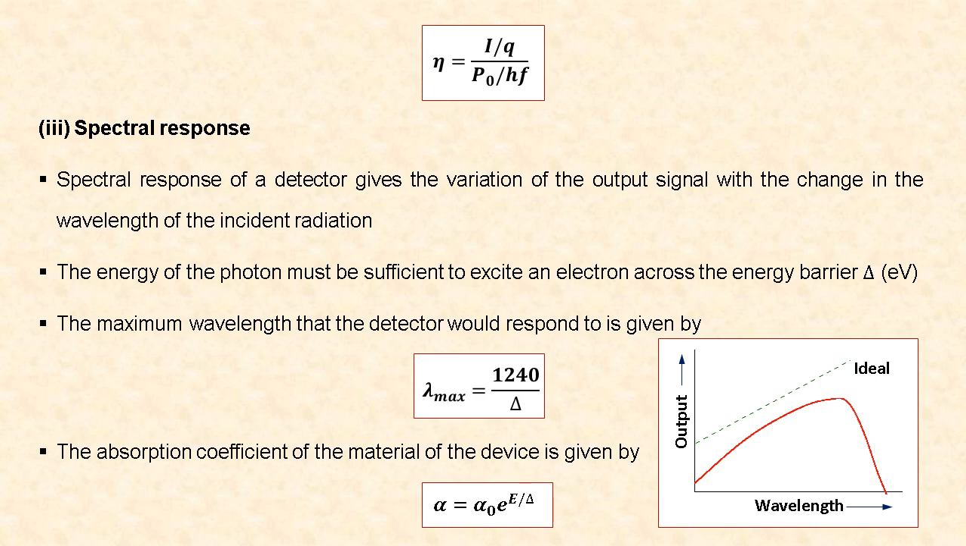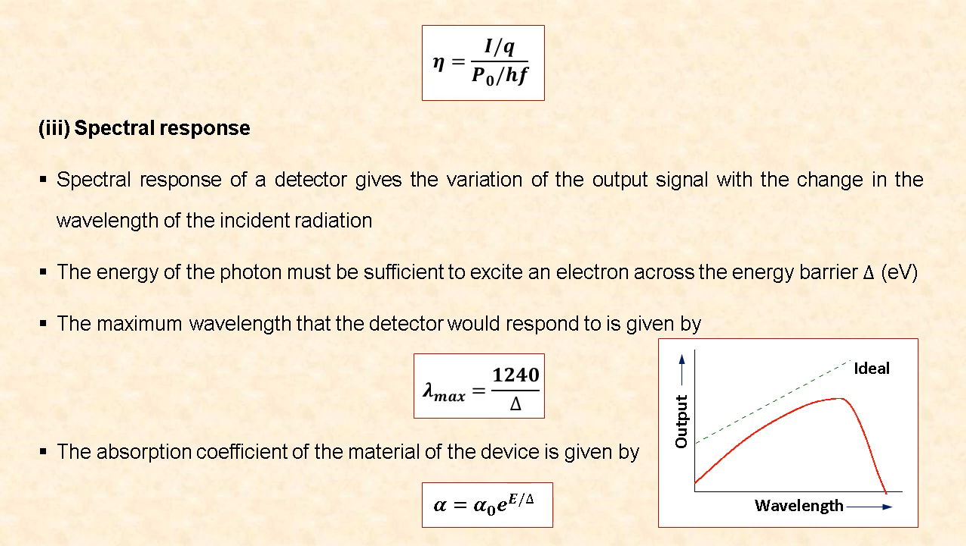The figure shows the spectral response. From that we can see that as the quantum efficiency depends on the wavelength, the response is not linear as is the case when quantum efficiency is equal to 1. That is, for quantum efficiency not equal to 1, the response is non-linear.